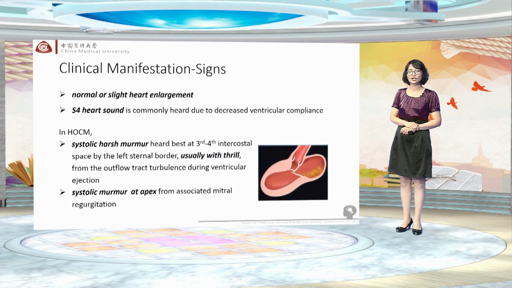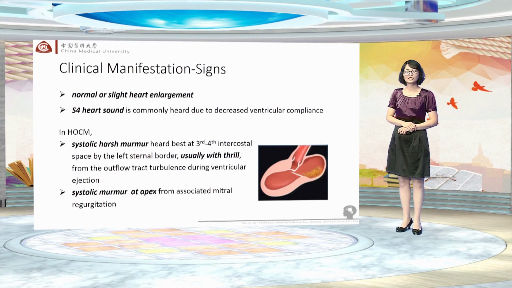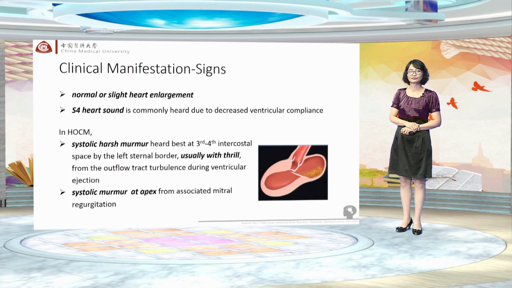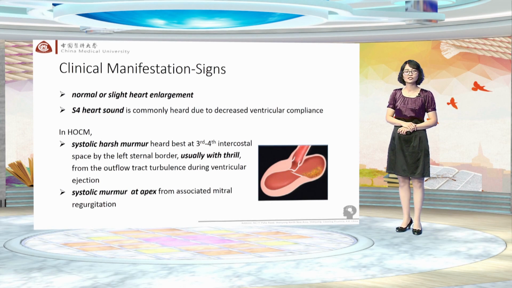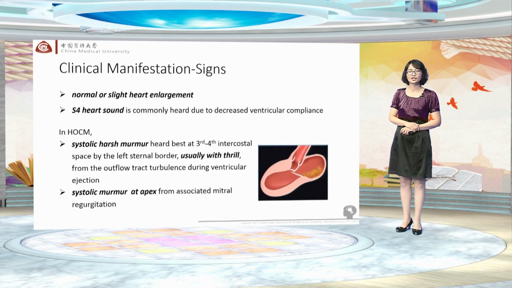For the hypertrophic obstructive cardiomyopathy, systolic obstruction is initiated by drag forces. The forces push an anterior displacement of the anterior mitral leaflet into contact with the hypertrophied ventricular septum. That is why we will hear systolic heart murmur best at the 3rd to 4th intercostal space by the sternal left border, from the outflow tract turbulence during ventricular ejection.